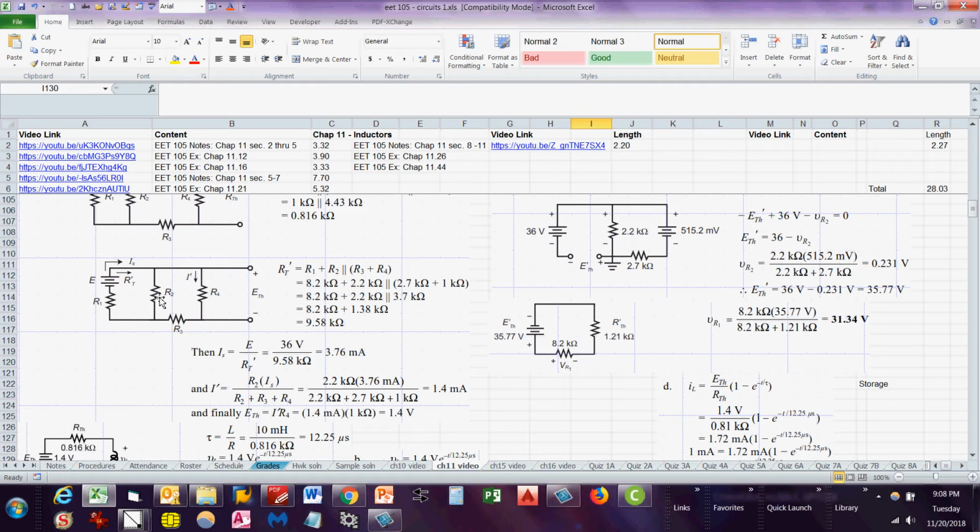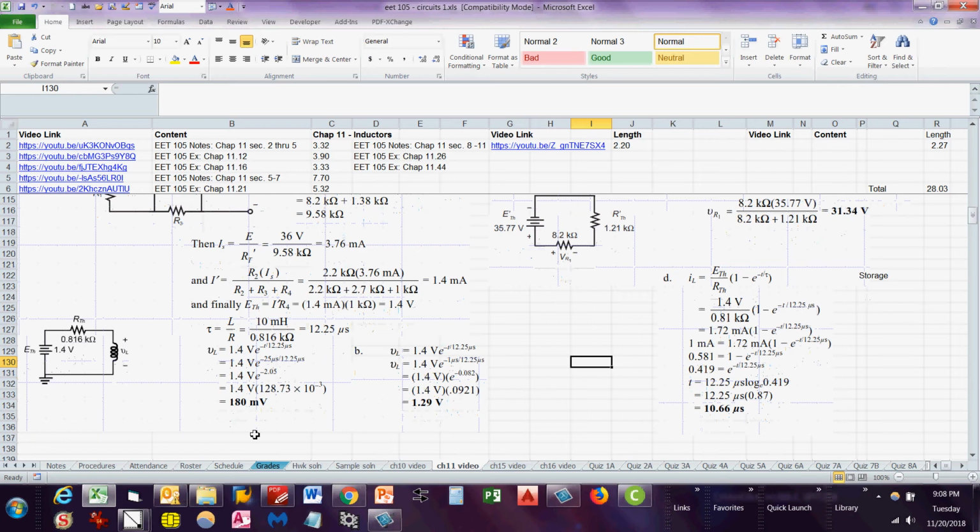So it would be R2, which is the other leg, times IS all over R2 plus R3 plus R4 equals 1.4 milliamps. And finally, E Thevenin is the voltage across this resistor, which is I prime times R4, which is 1.4 milliamps times 1K equals 1.4 volts. Tau, then, this is the Thevenin equivalent. E Thevenin in series with R Thevenin, with the inductor as the load, VL.